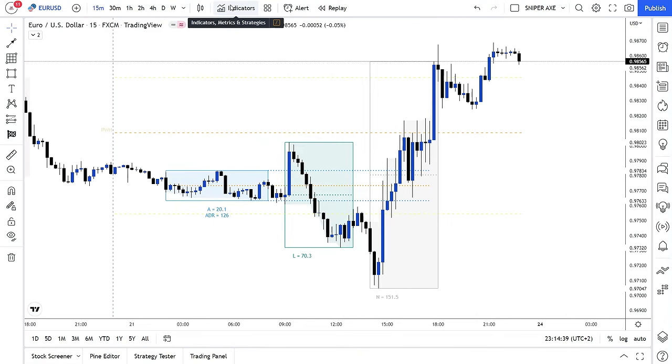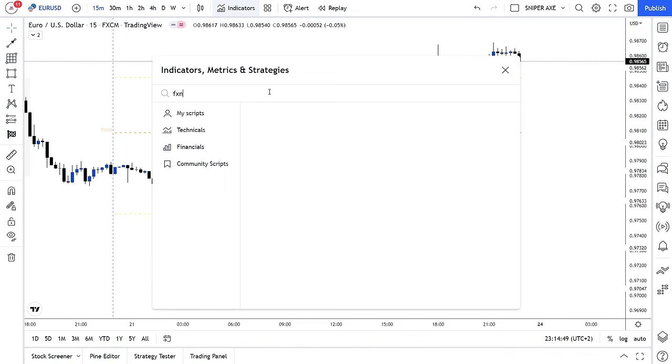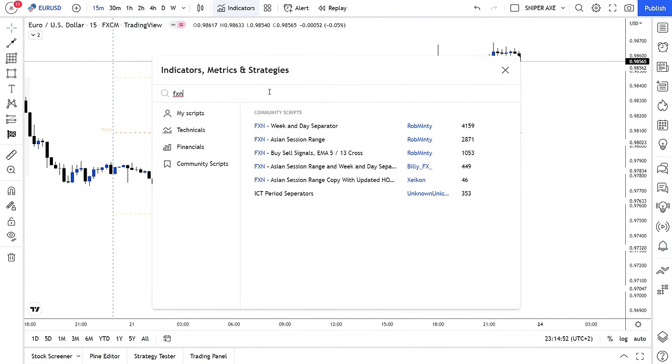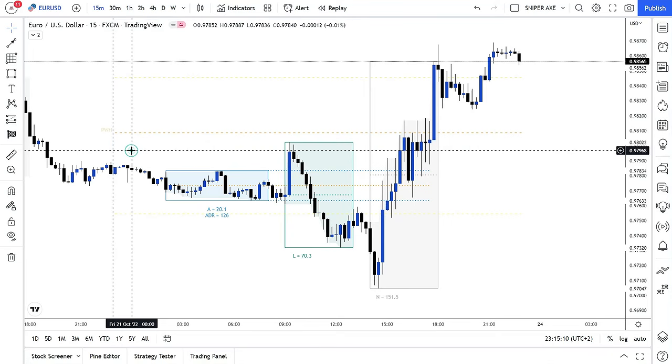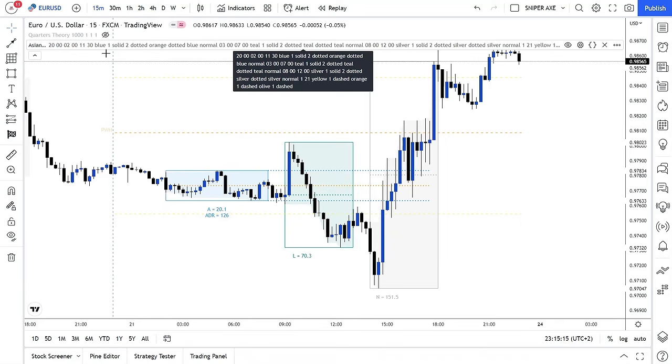So what you have to do to get this indicator, you just come on indicators, this section written indicators. You just click on indicators, then you search FXN. Then on FXN, you come straight to this one written 46. I don't know what the pronunciation of that item is, but it's an FXN Asian session range copy with updated HO whatever, with a 46 at the end. You just select on that one. The moment you select it, it will come right here. You see the indicator written, the Asian session.